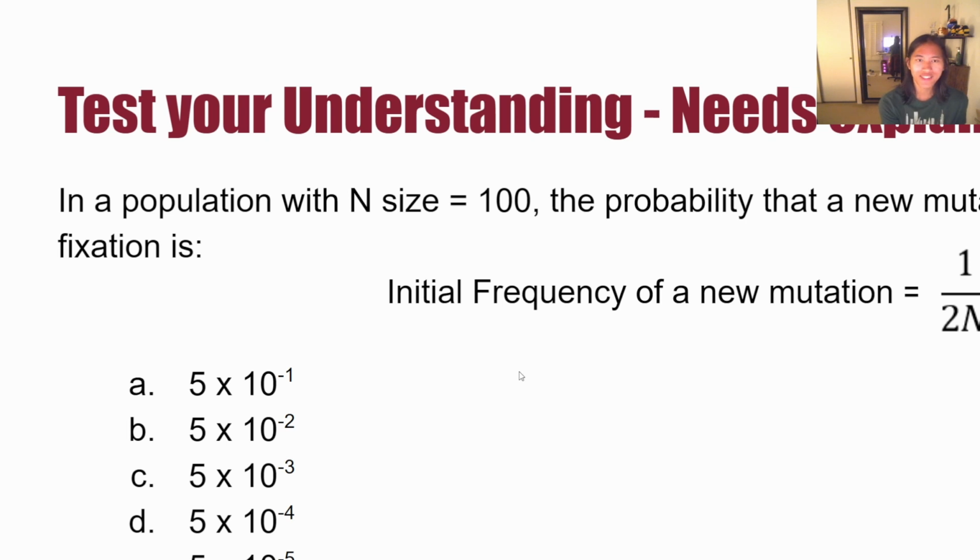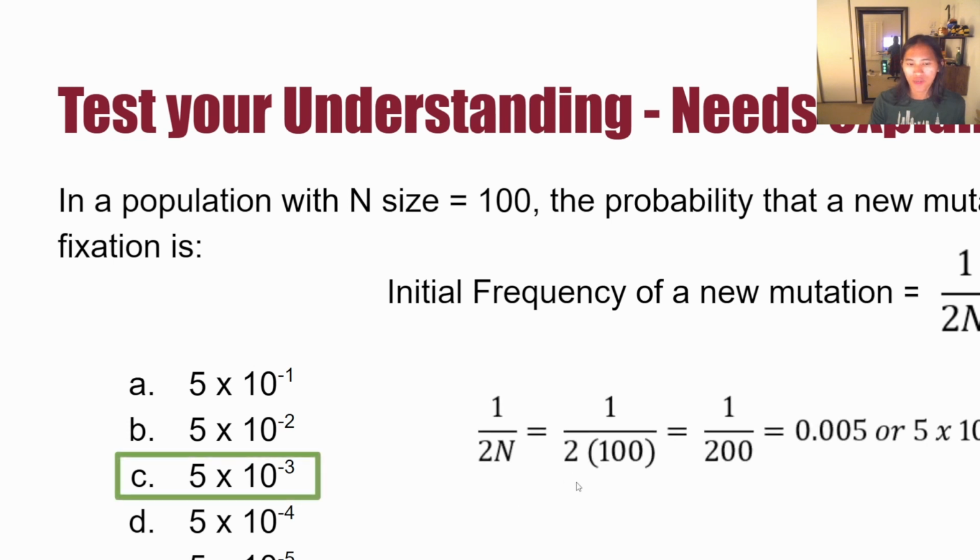Now, let's go ahead and test your understanding. Let's say that in the population with N size equals 100, there's 100 individuals. The probability that a new mutation will reach fixation is blank. The initial frequency of the new mutation is going to be 1 over 2N, which is twice the population size, because each member of the population will have 2 sets of genes, right? 1 divided by 200 is about 0.005, and there is a greater risk of it being lost, about 99.5%.